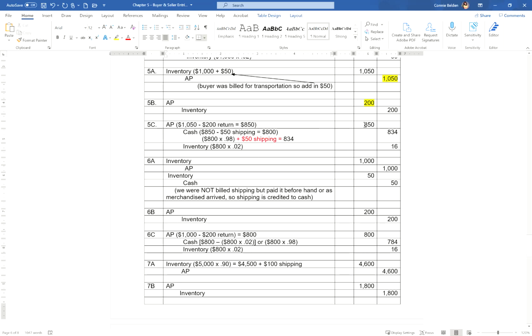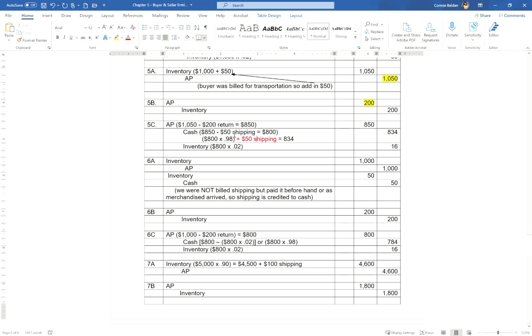Okay. Now, to determine the amount of cash, it should be $850 minus 16. That's one way, $834. But also to check yourself, take the $800, the amount after shipping, times 98%, because remember, you got a 2% discount. And then notice I put here in red, make sure you then add the $50 shipping back in for $834.